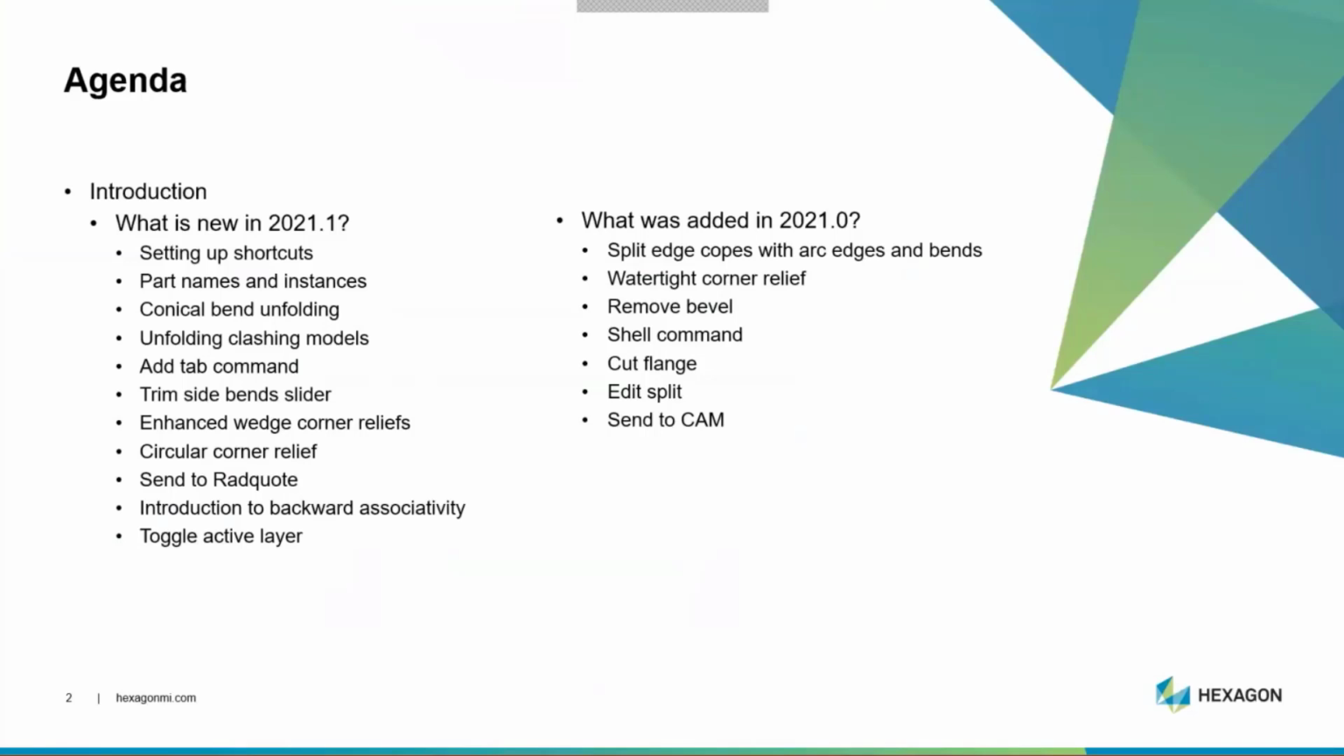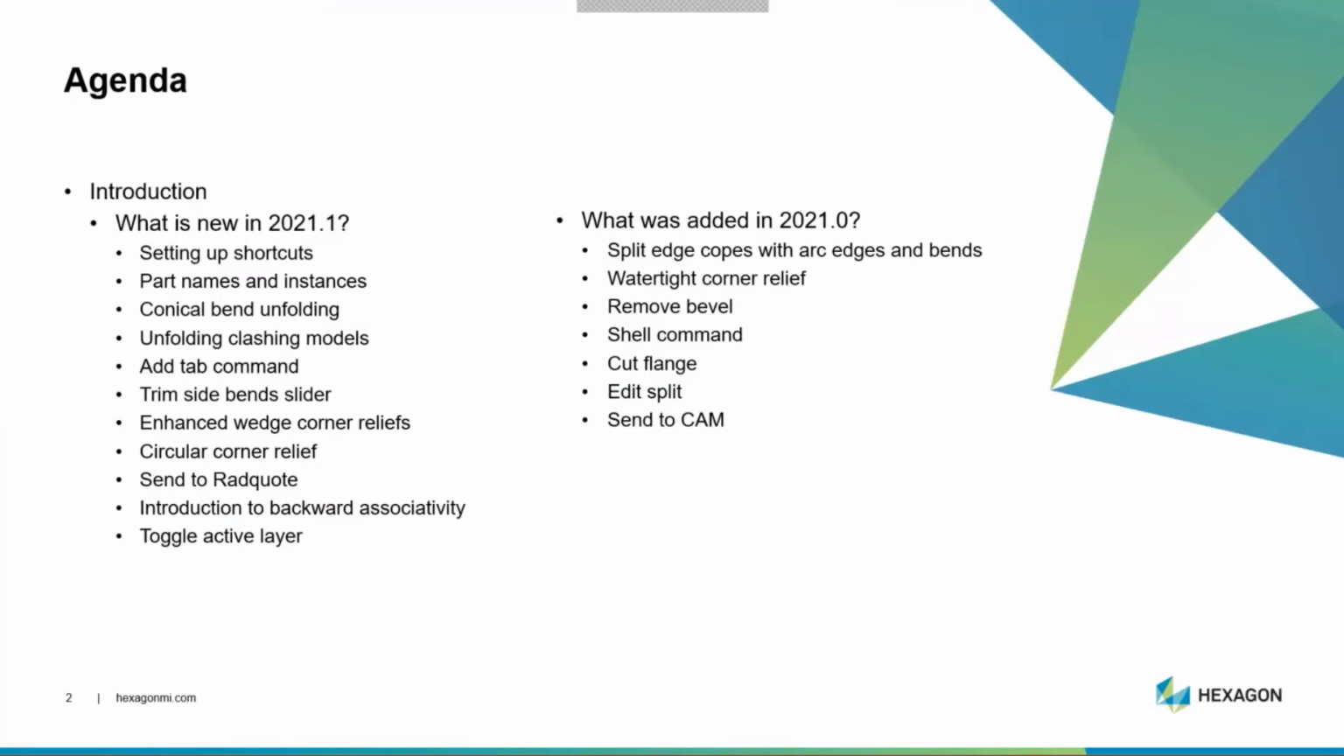I'll show you the new Add Tab command. I will talk about enhancements to our Retrieve Side Bend command, and enhancements done to our Wedge Corner Reliefs command. I will show circular corner reliefs, the ability to send to RADAN, and I will tell a little bit about backward associativity and what it is, where we are with it at the moment, as well as an enhancement to the Toggle command, which is linked to backward associativity slightly.